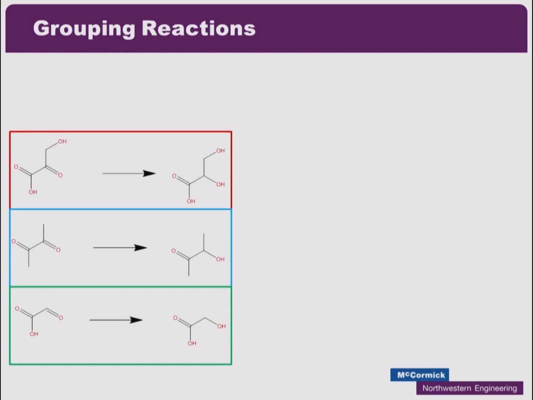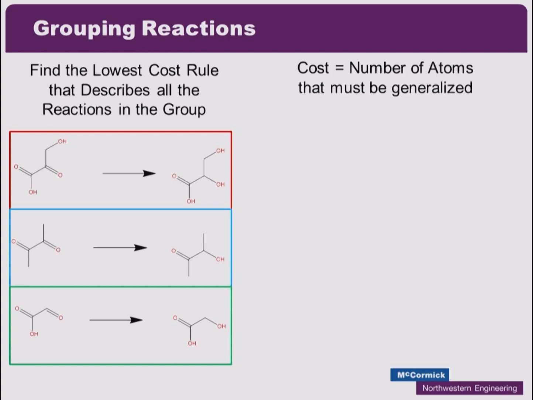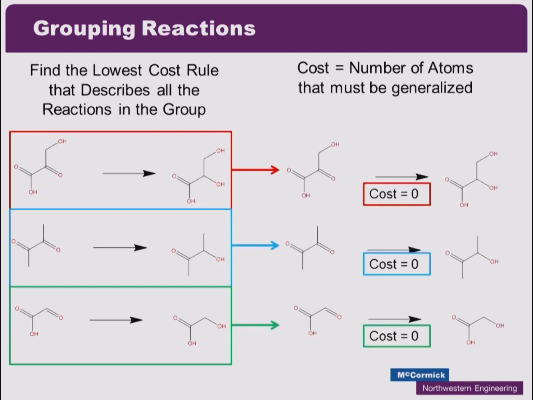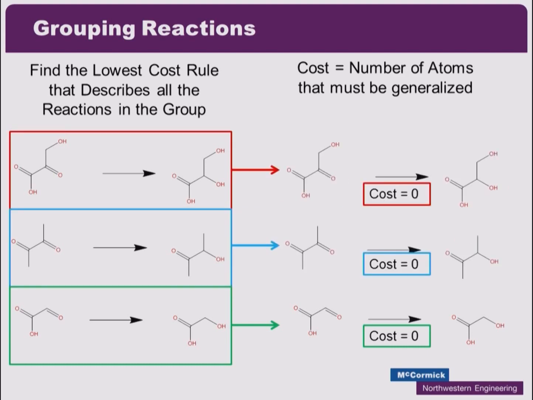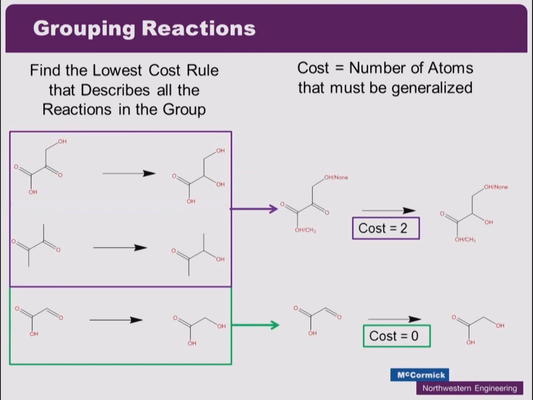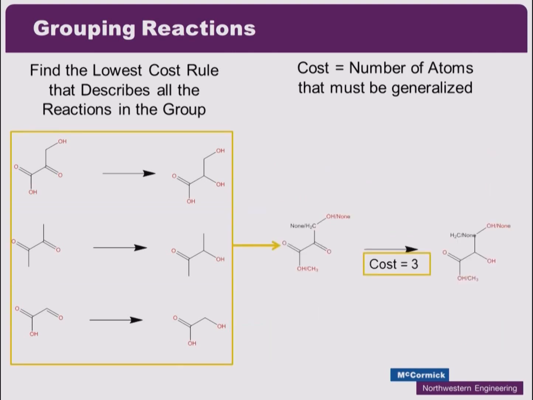So for example, these 3 reactions, there's several ways you can group them. If we create an algorithm that, based on a group of reactions, will just generate the lowest cost rule that will describe all the reactions in the group, here, cost is just the number of atoms that must be generalized. So if you just group each one individually, you cover all 3 individually. If you group these 2 together, you get a little more general rule. If you group all 3 together, you get an even more general rule.